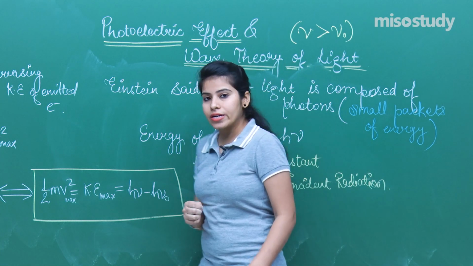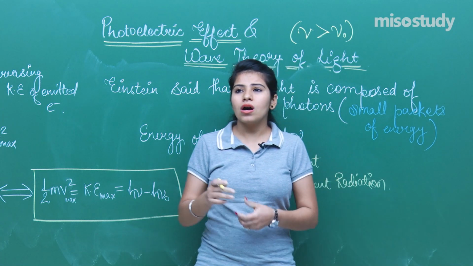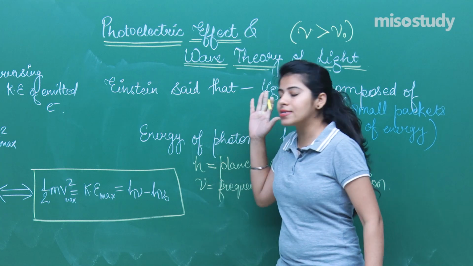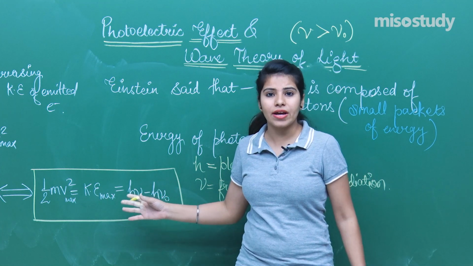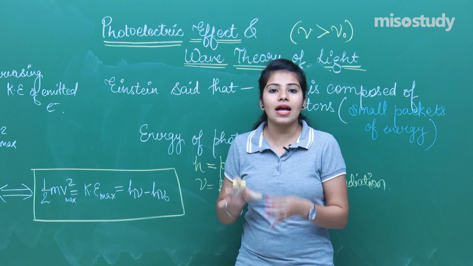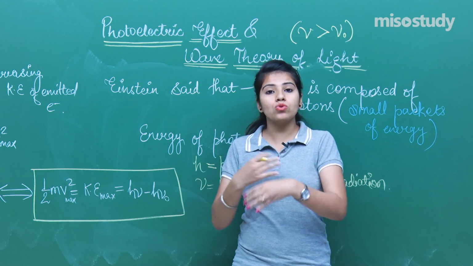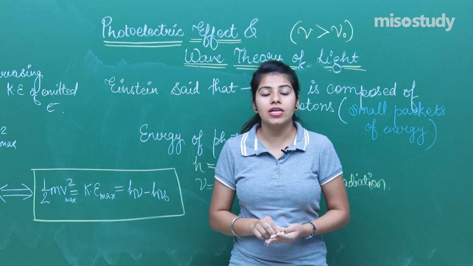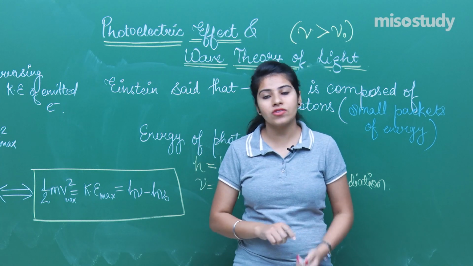Now there is one more thing. There was a scientist named Millikan. He tried to, you can say, overcome the scientist Einstein. He was trying to disprove that this equation is correct, that this equation is wrong. He was trying to make Einstein fall down. So he tried a number of experiments, and while doing the experiment, he plotted the graph between stopping potential and frequency of incident radiation.